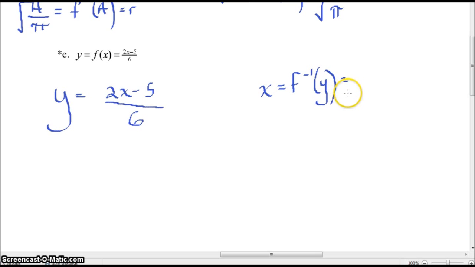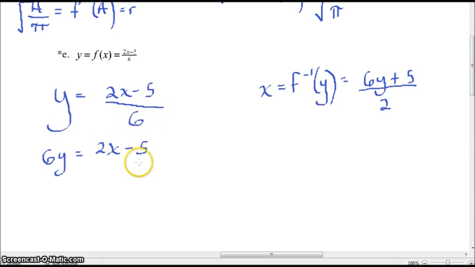So instead of the last thing we did, which was divide by 6, we're going to take the y value and multiply by 6. And then instead of subtracting 5, we're going to add 5. Then instead of multiplying by 2, we're going to divide by 2. Take a look at how this process would work here. If we solve for x, we multiply both sides by 6. That would cancel this 6 here. We add 5 to both sides. Divide by 2. And then we wind up with the same thing.